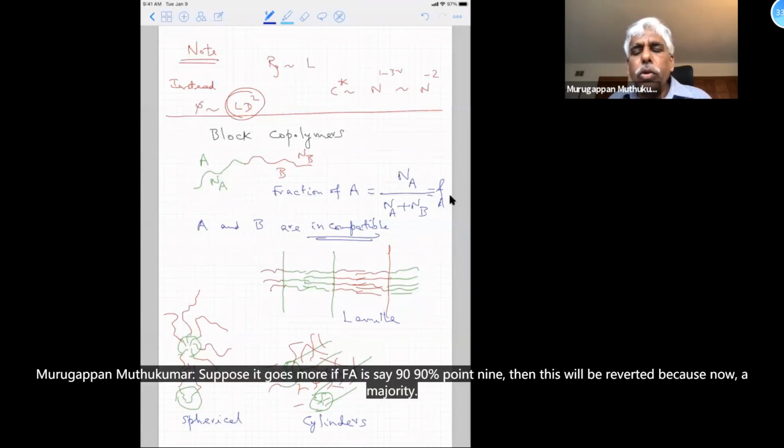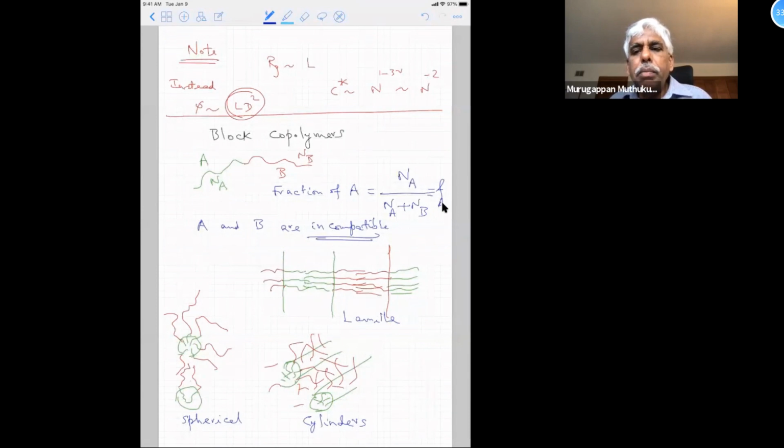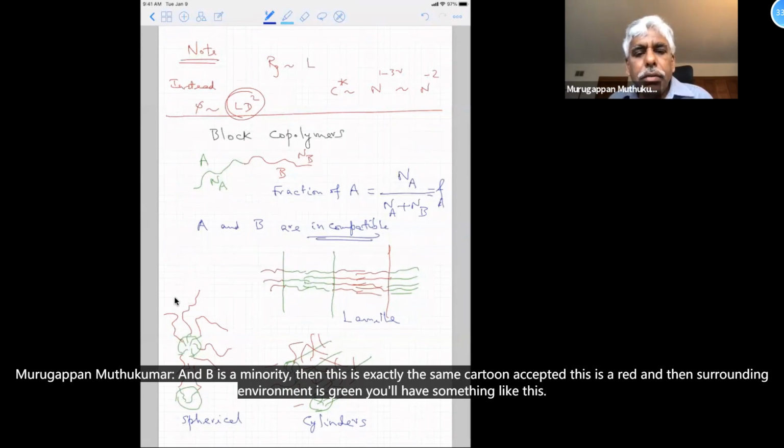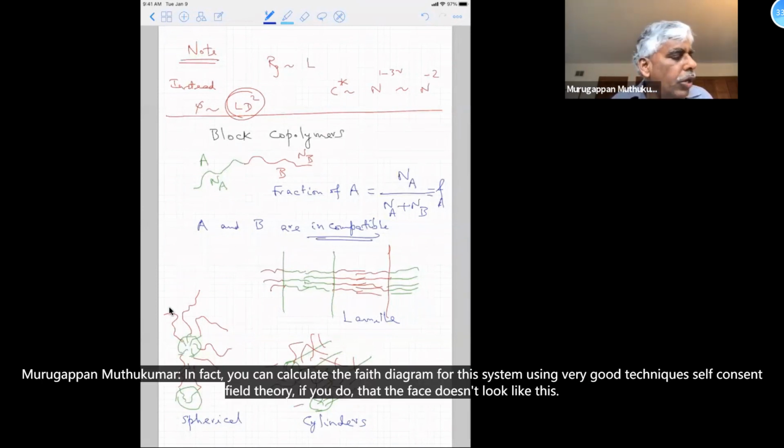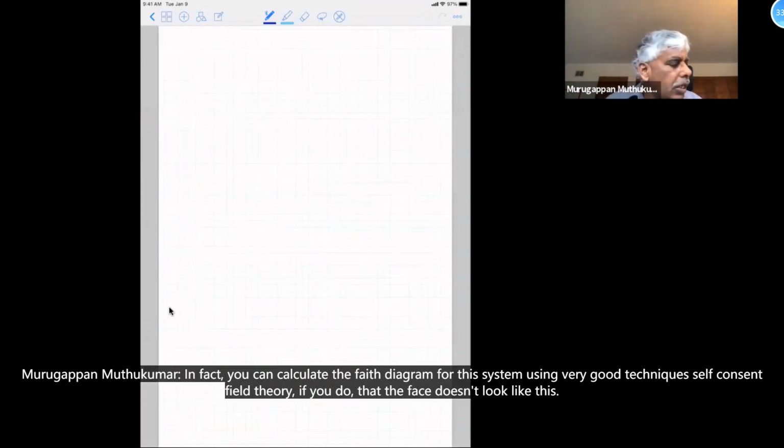Suppose it goes more. If FA is, say, 90%, 0.9, then this will be reverted because now A is the majority and B is a minority. Then this is exactly the same cartoon, except this is red, and the surrounding environment is green. In fact, you can calculate the phase diagram for this system using a very good technique, self-consistent field theory. If you do that, the phase diagram looks like this.